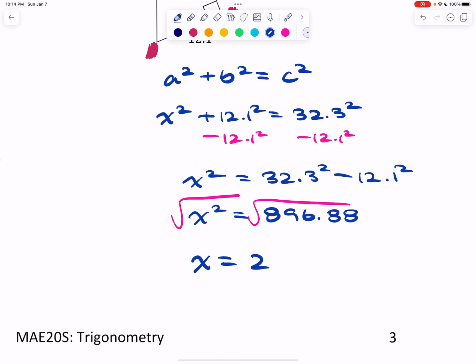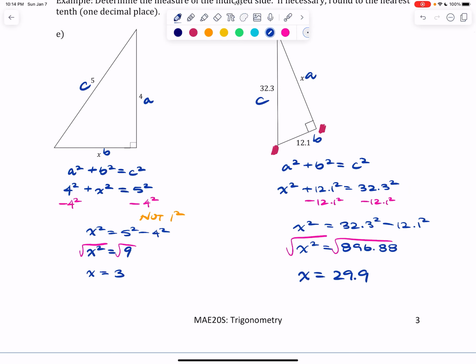So that's how we can use the Pythagorean theorem to find side lengths, whether we're finding the hypotenuse or we're given the hypotenuse and need to find another length. As I mentioned in the beginning of the video, we can also use the Pythagorean theorem to determine whether a given triangle actually is a right triangle. And for that, we want to check if a squared plus b squared equals c squared.